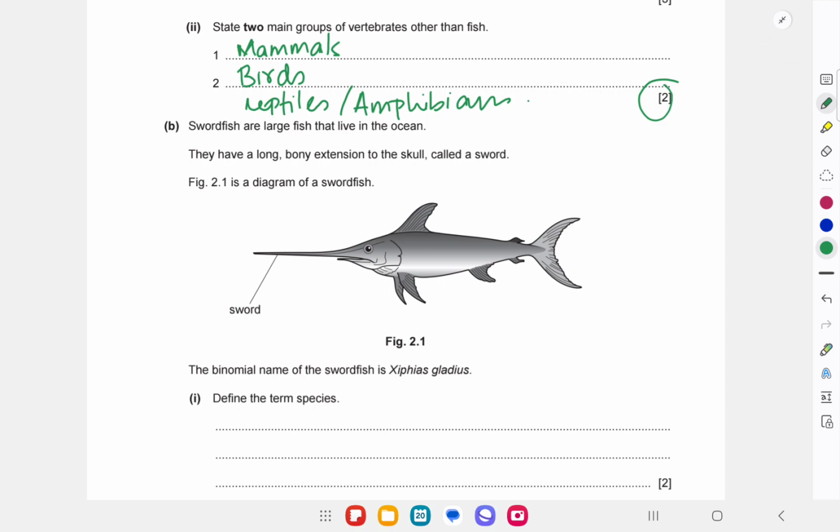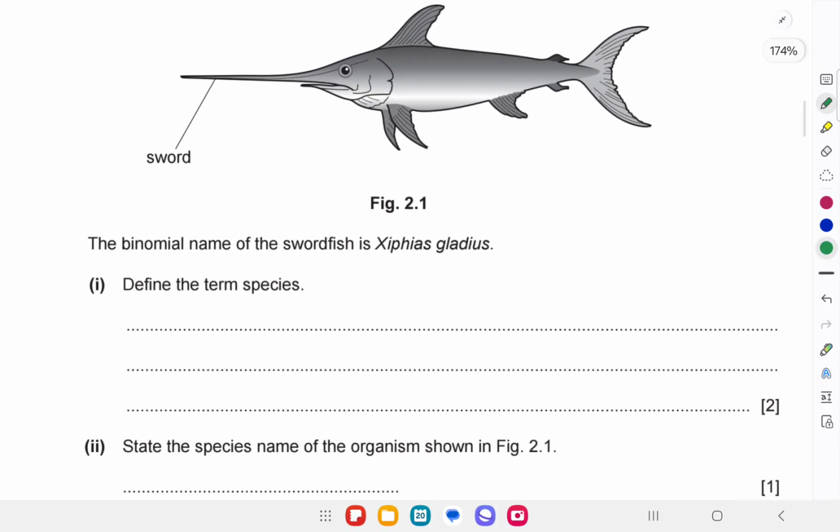Swordfish are large fish that live in the ocean. They have a long bony extension to the skull called a sword. Figure 2.1 is a diagram of a swordfish. The binomial name of the swordfish is Xiphias gladius. Define the term species. So species are a group of organisms that can reproduce to produce a fertile offspring.